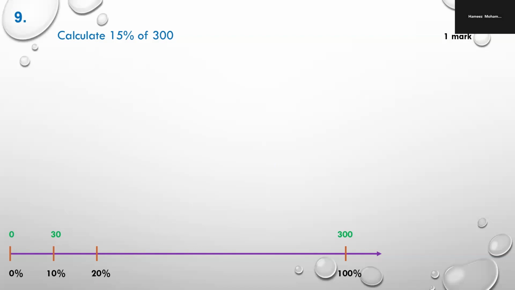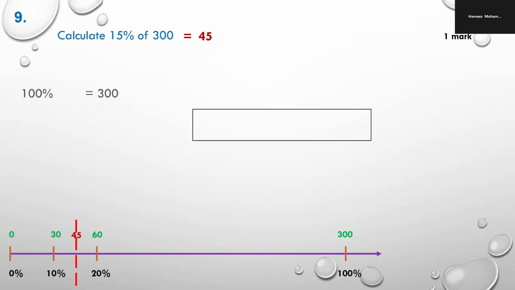If we add another 10%, that will give us 20%. So 30 and 30 is 60. What do we want to find in our question? We want to find 15%. So we have 10% and 20%. 15% will be somewhere in the middle. What's in the middle at 30 and 60? 45. So that's it. We solved the question.